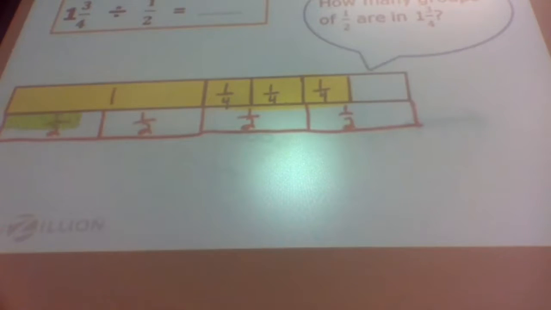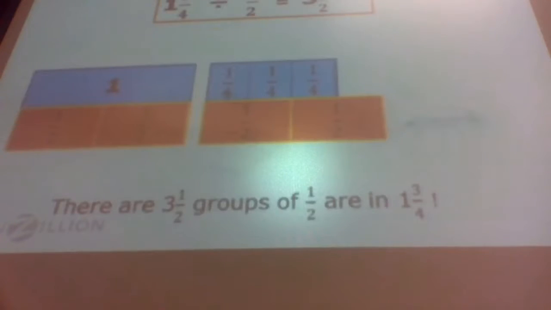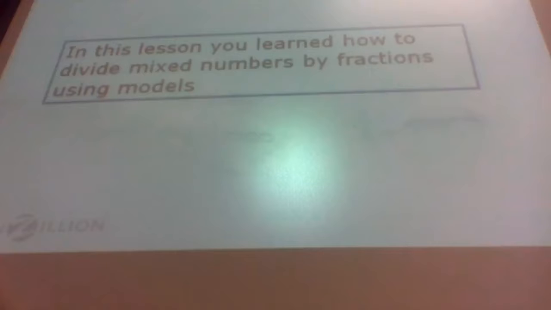I'm going to shade the amount of halves that fit into fourths. And we can see we have 1 group, 2 groups, 3 groups, but here we only have a half of a group of the half that fits into the 1 3/4. That means 1 3/4 divided by 1/2 is 3.5. That means the plant will take 3.5 weeks to grow the 1 3/4 inches. In this lesson, you learned how to divide mixed numbers by fractions using models.